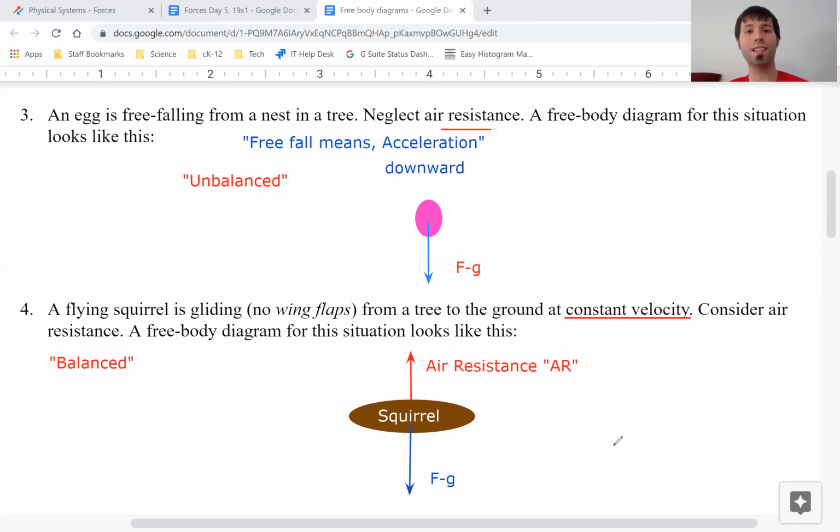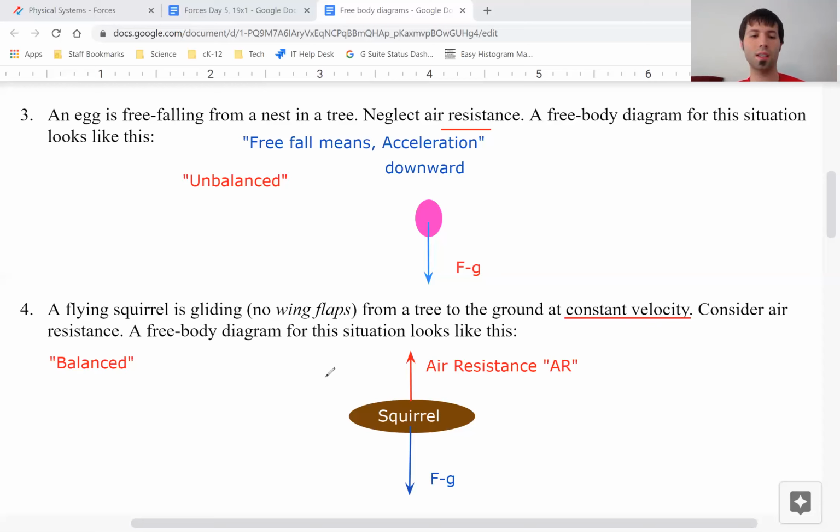Remember, velocity is not a force. We're doing a force diagram. Force equals mass times acceleration. You can have velocity without acceleration. Remember, acceleration means you're changing velocity. This squirrel is not changing velocity. He has velocity, but he's not changing it. So this squirrel is gliding at whatever speed he wants to glide at so he can reach the ground safely.